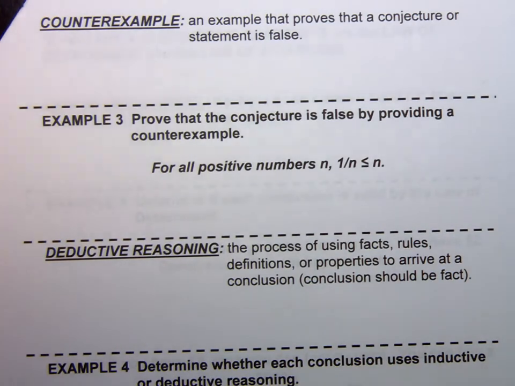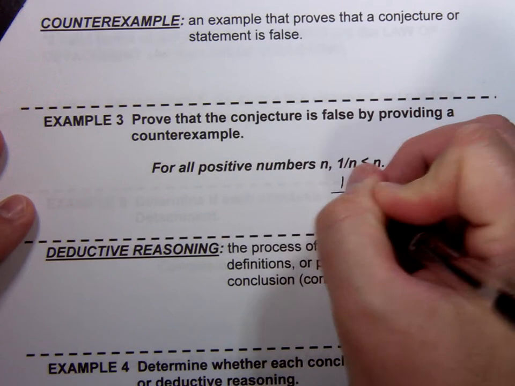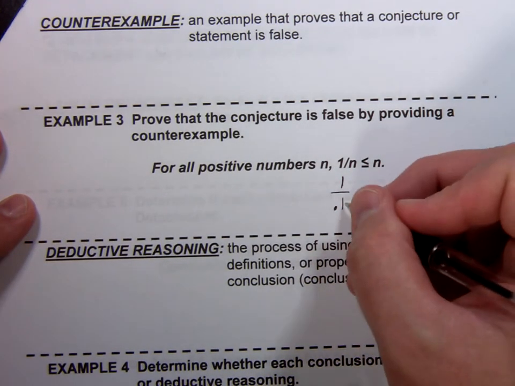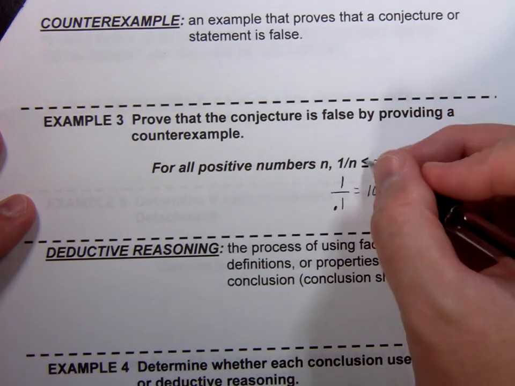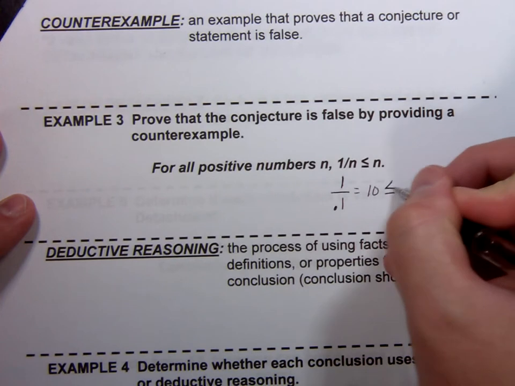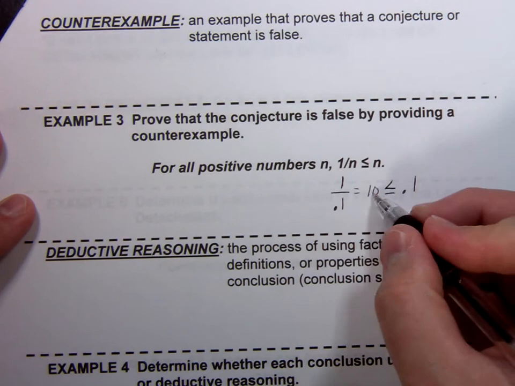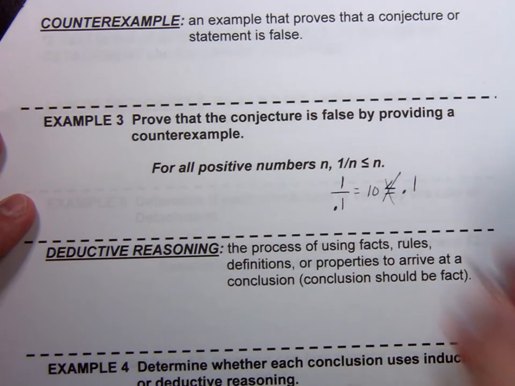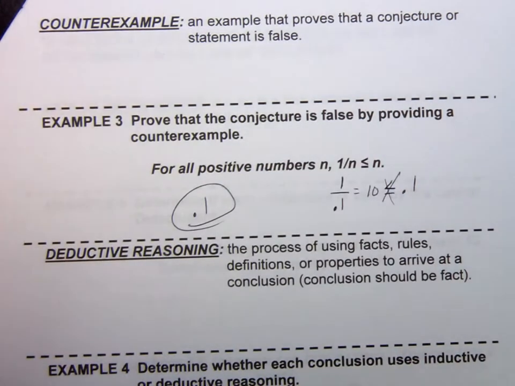So if I use, say, 1/10, say 0.1. If I put 0.1 in for n, well, 1 divided by 0.1 would be 10. Is that less than or equal to what n was? Well, n was 0.1 based on what I just said. 10 is not less than or equal to 0.1, is it? So that is not true. So 0.1, 1/10, is a good counterexample for this statement.